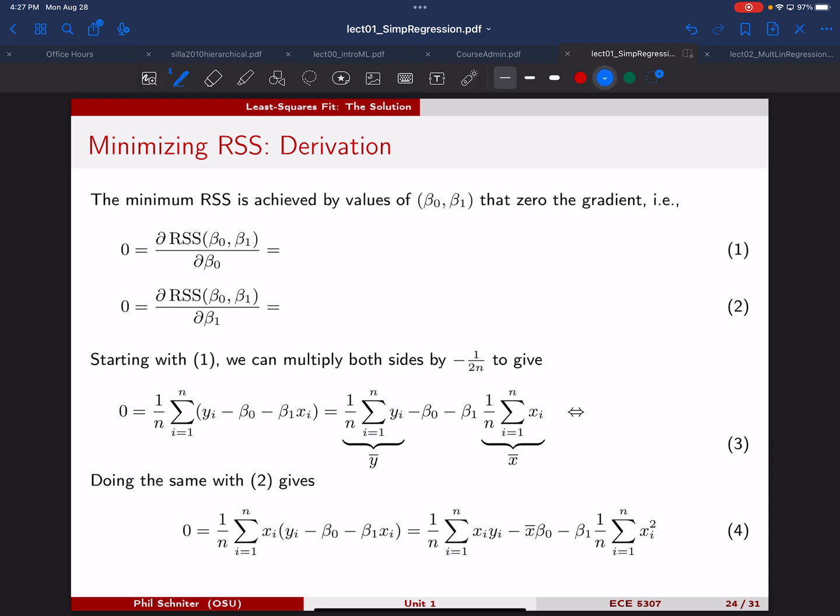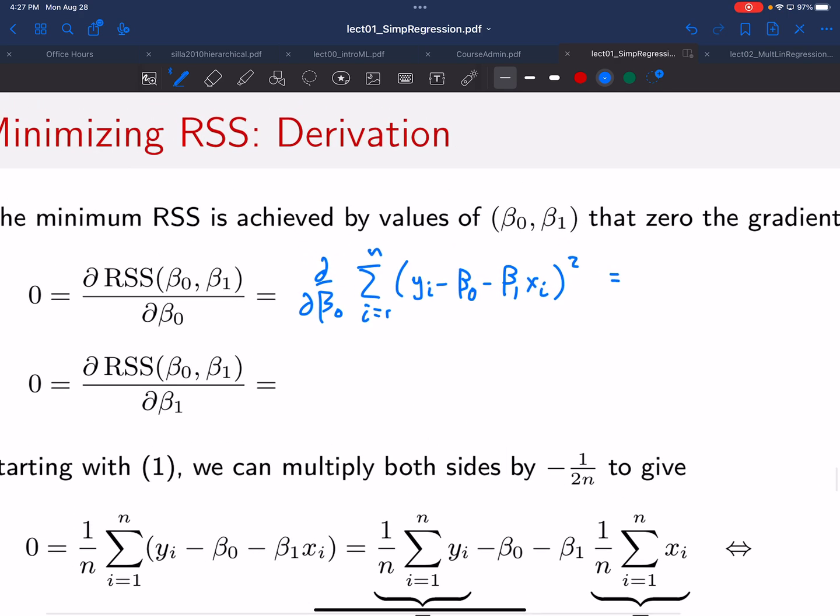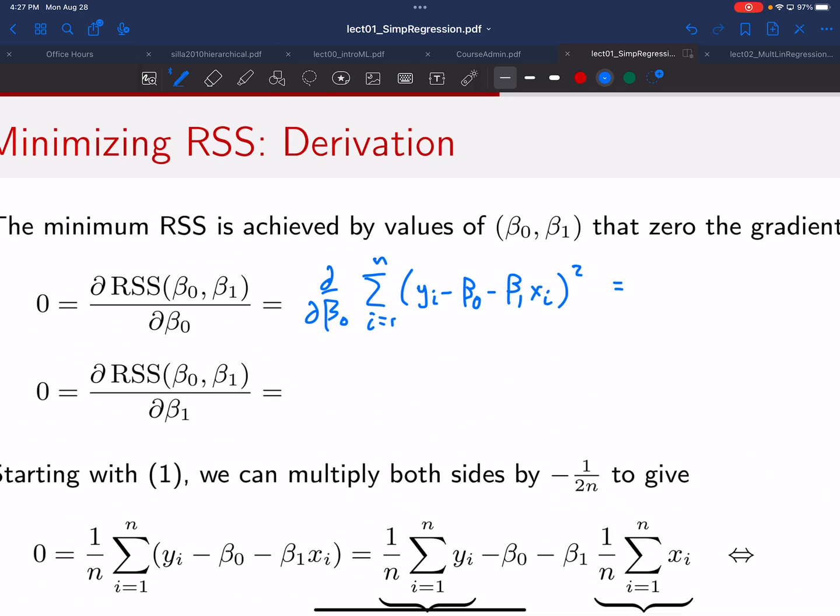So we want to take the partial derivative of RSS with respect to beta 0, and I'm going to write RSS in terms of the sum over i, of yi minus beta 0 minus beta 1 times xi, that whole quantity squared. Okay, so let's take a look at this. So our task is to do this differentiation.